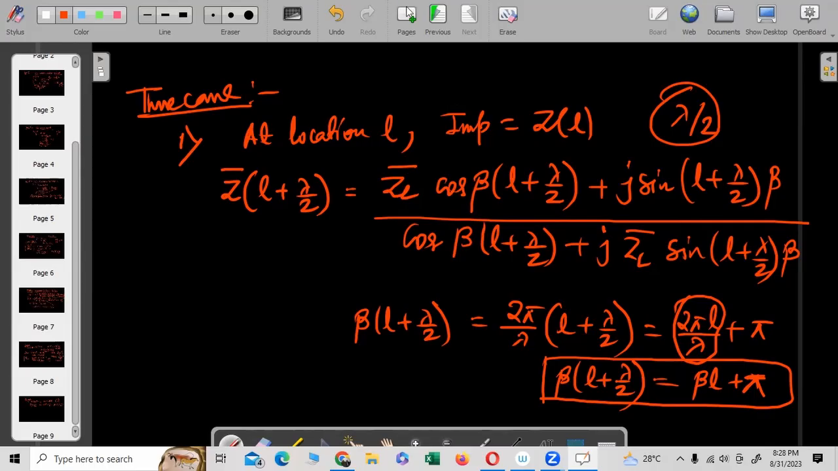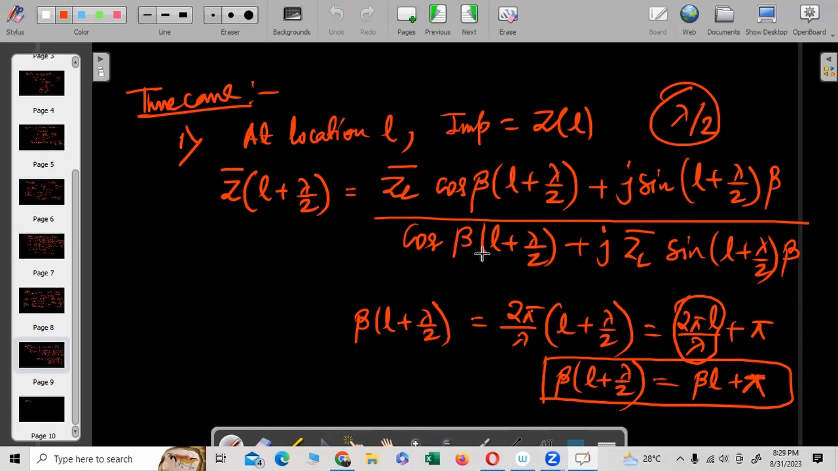One second. Just this pi and pi, lambda will cancel. It is coming 2 pi L by lambda. It is nothing but beta into L. And this pi will come. So beta L plus pi.